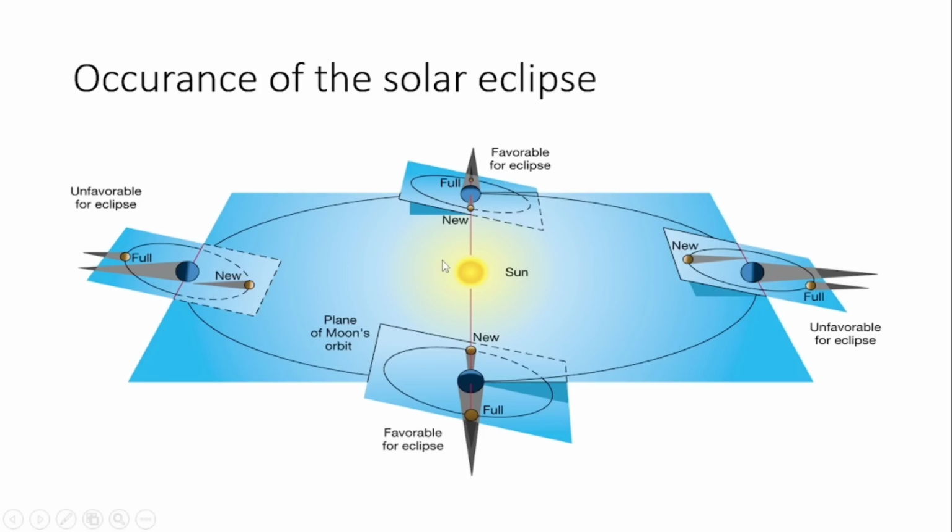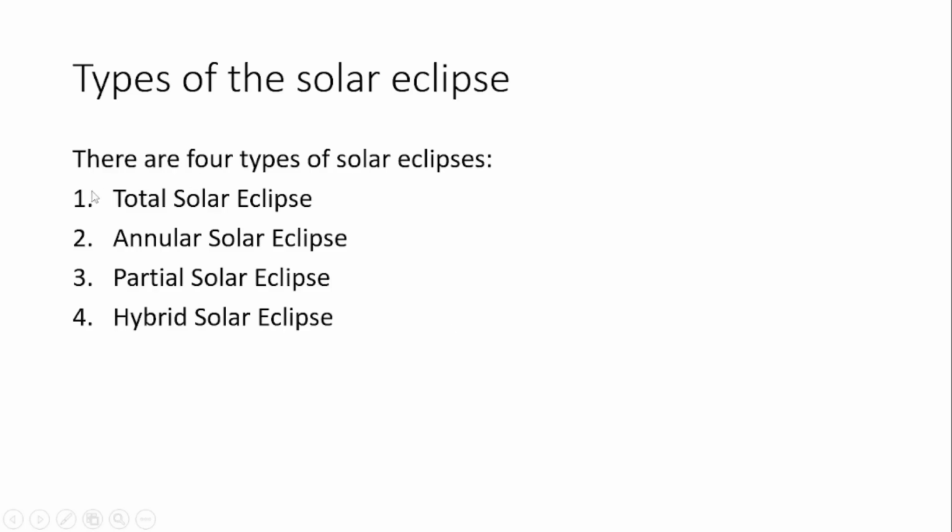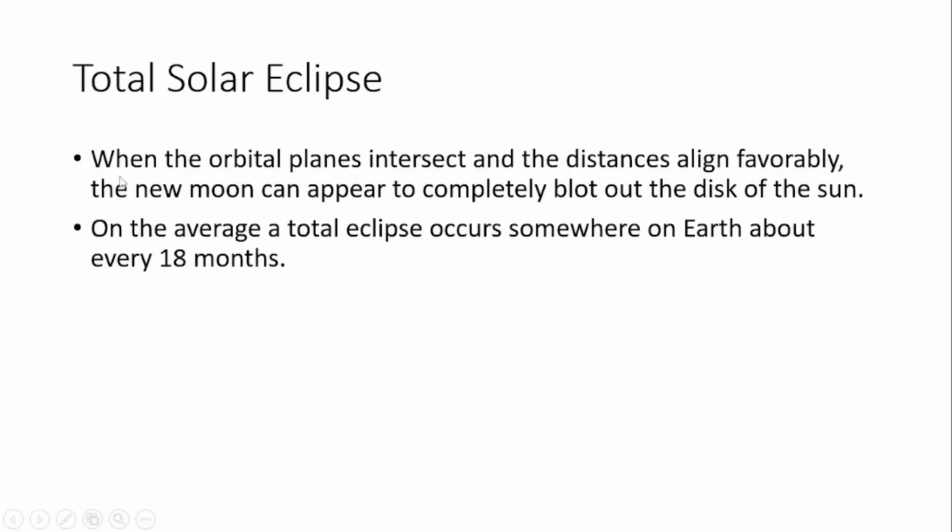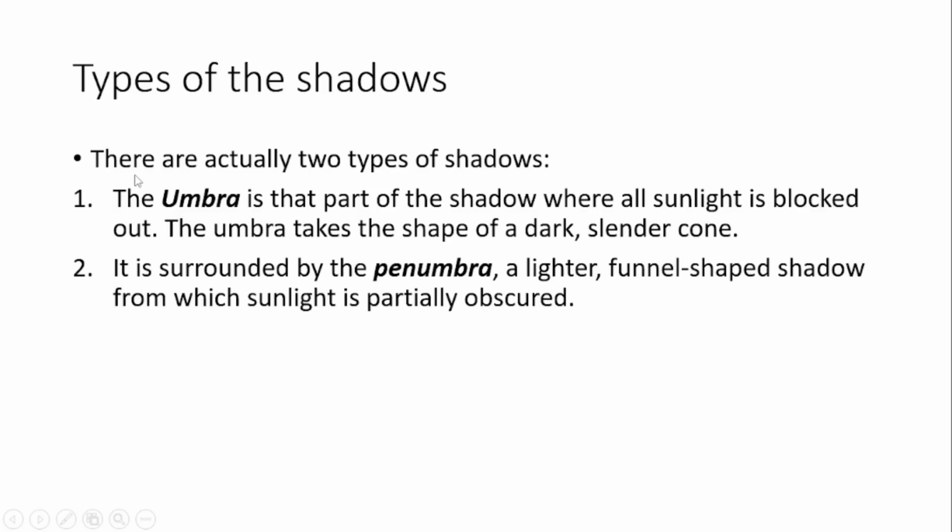Like here, occurrence of solar eclipse, it's shown in the diagram. Types of solar eclipse. There are four types of solar eclipse: total solar eclipse, annular solar eclipse, partial solar eclipse, and hybrid solar eclipse. Total solar eclipse: when the orbital planes and the distances align properly, the new moon can appear to completely block out the disk of the sun. On average, a total eclipse occurs somewhere on the earth about every 18 months.